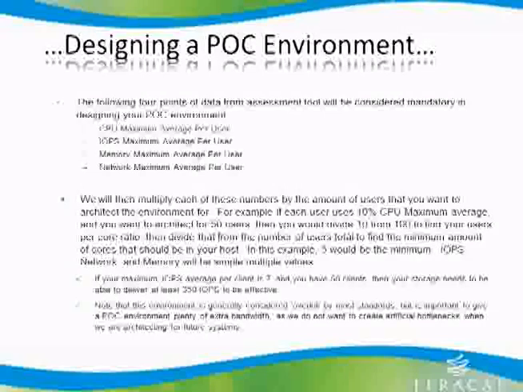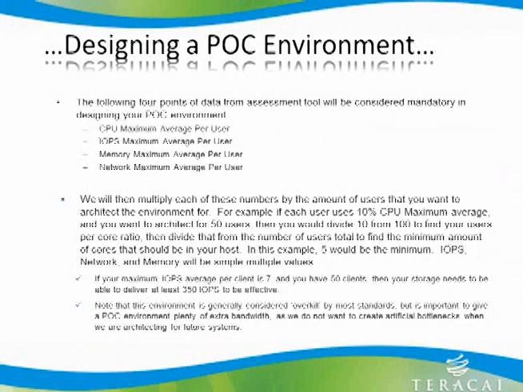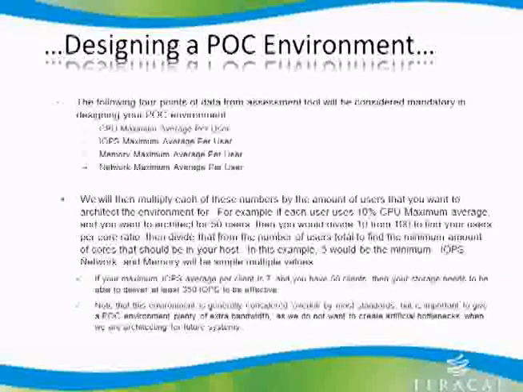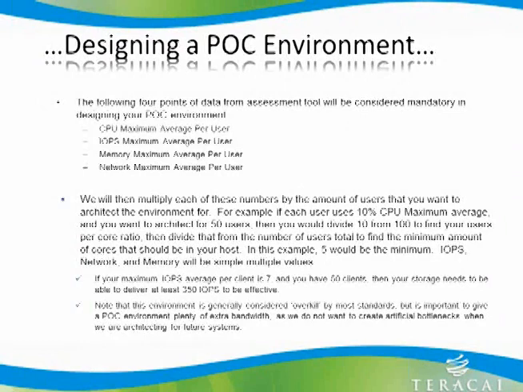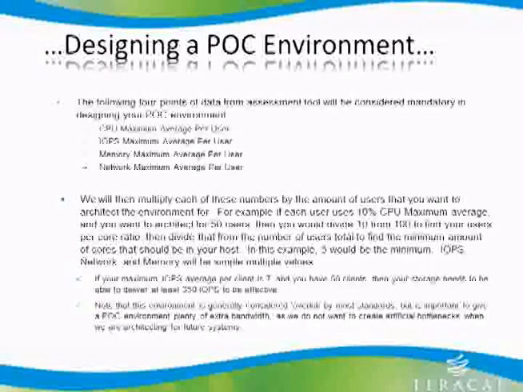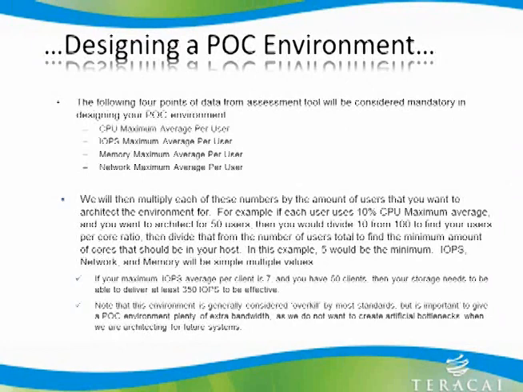But for the sake of education, we're going to be talking about this. So we're then going to multiply each of the numbers, being CPU, IOPS, memory, and network, by the amount of users that you want to architect the environment for. For example, if each user uses 10% CPU maximum average, and you want to architect for 50 users, then you would divide 10 from 100 to find your users per core ratio. In other words, the amount of users you're going to get per single core of a CPU.